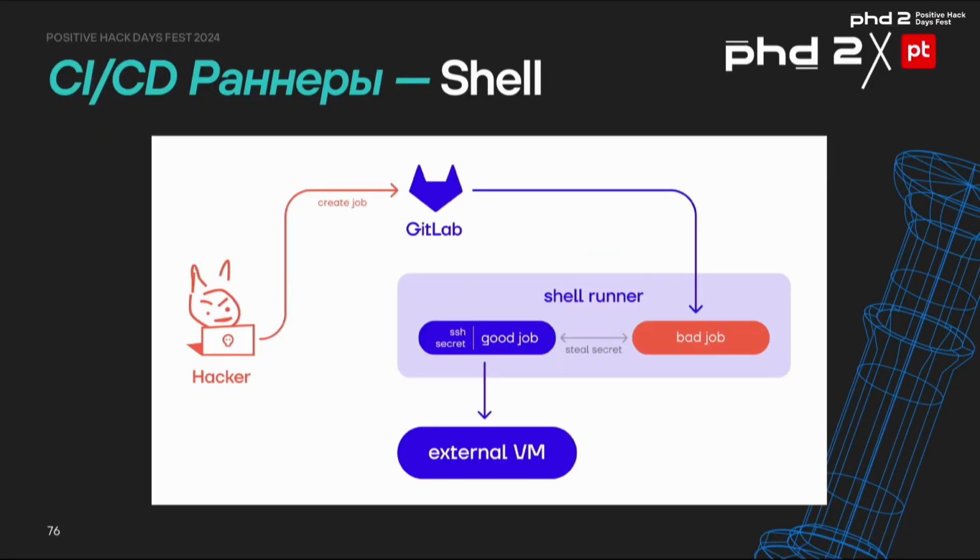Here is a scheme of the things we're talking about. The attacker has access to GitLab. It creates a job there.